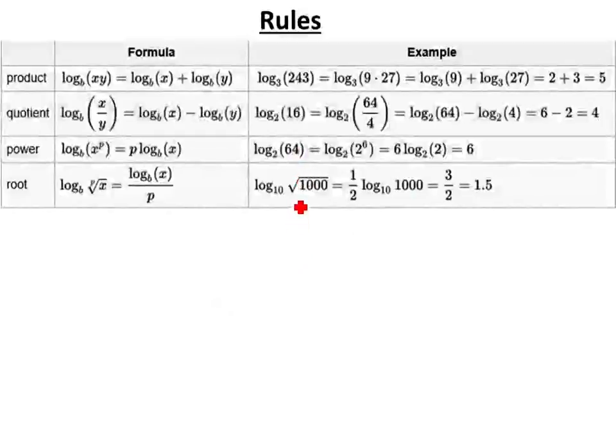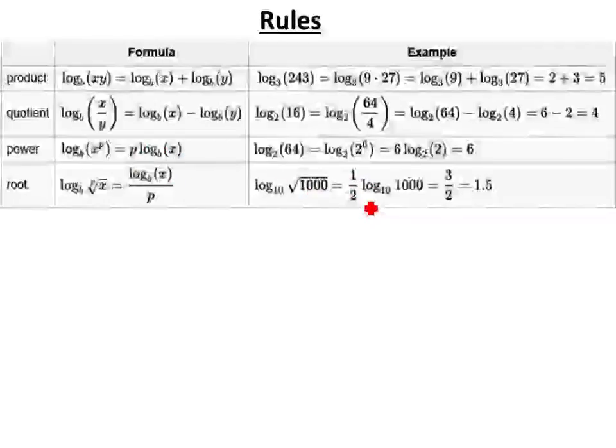So if you do a square root, it's the same as to the power of a half. If we use that power rule over here, we can just take it out by using this product rule.